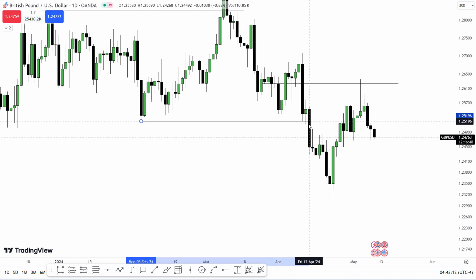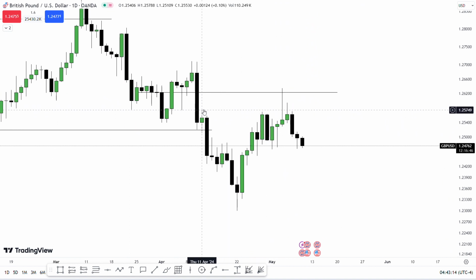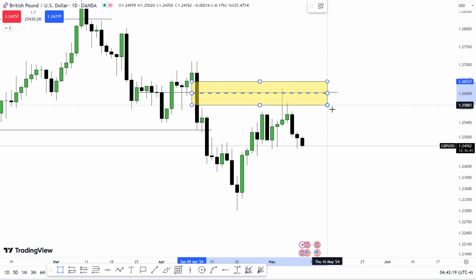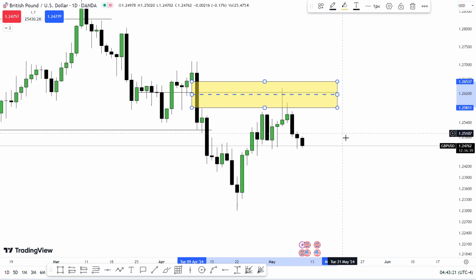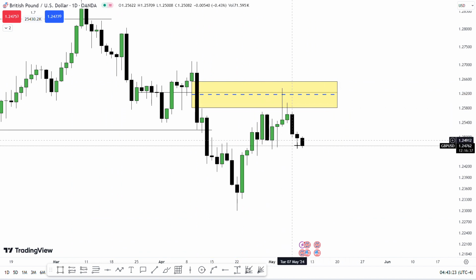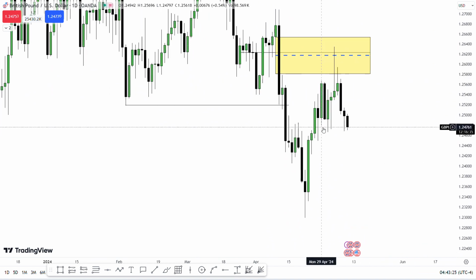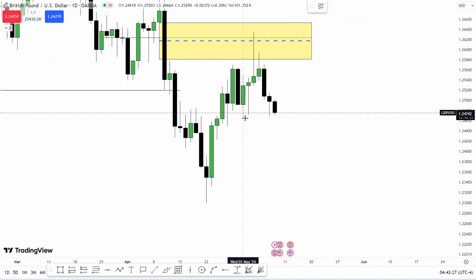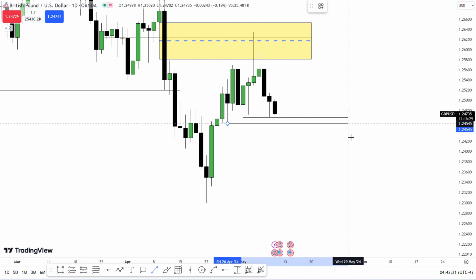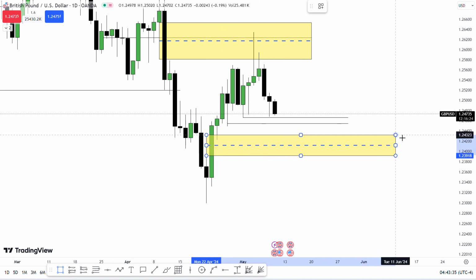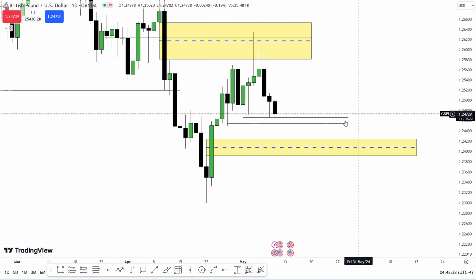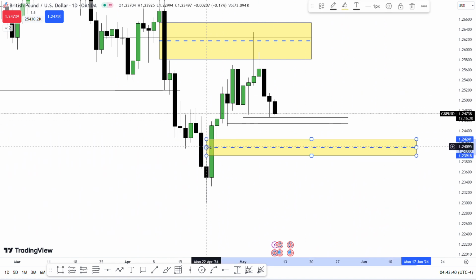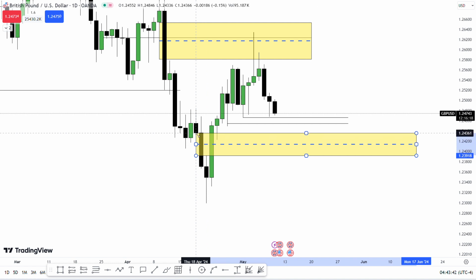When we look at the daily time frame, we can see that the market tapped into this fair value gap and started to go lower. There are still liquidities pending in this area, so we can expect the market to take out all these liquidities. We can also see that the market has created a fair value gap in this area. It also has a BPR, which is a balanced price range, in this area.